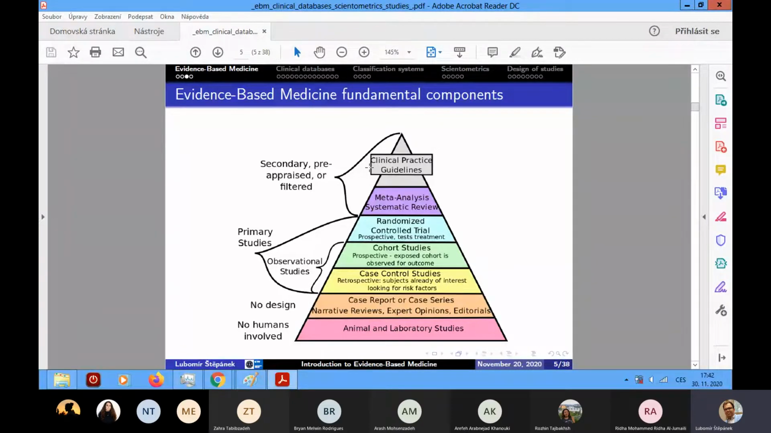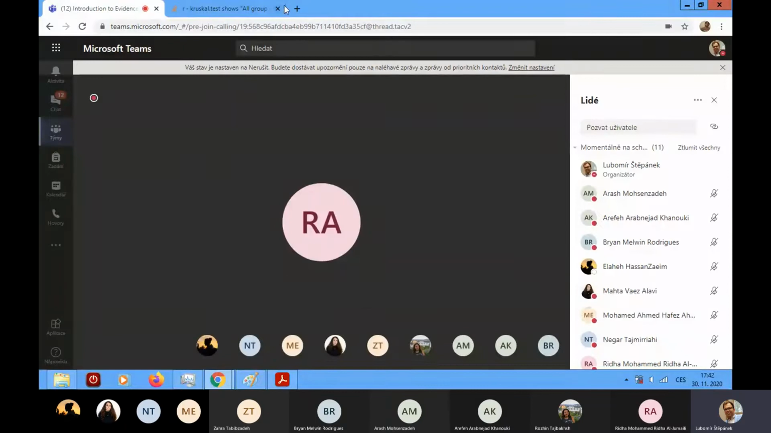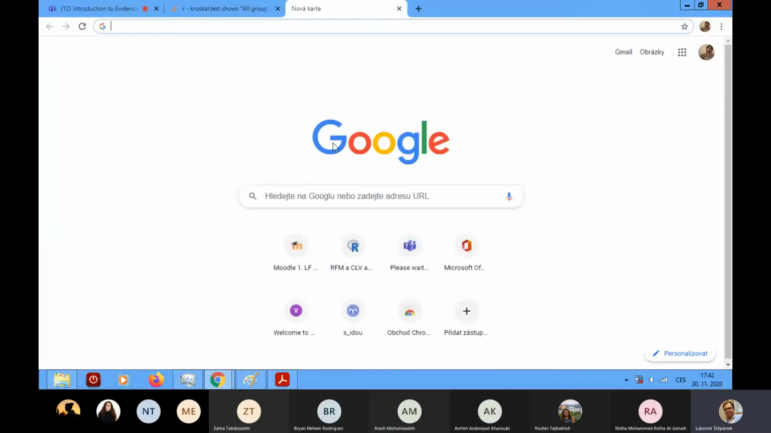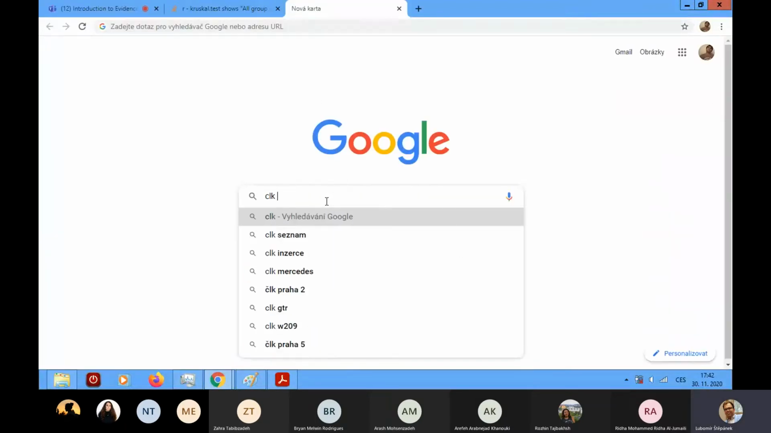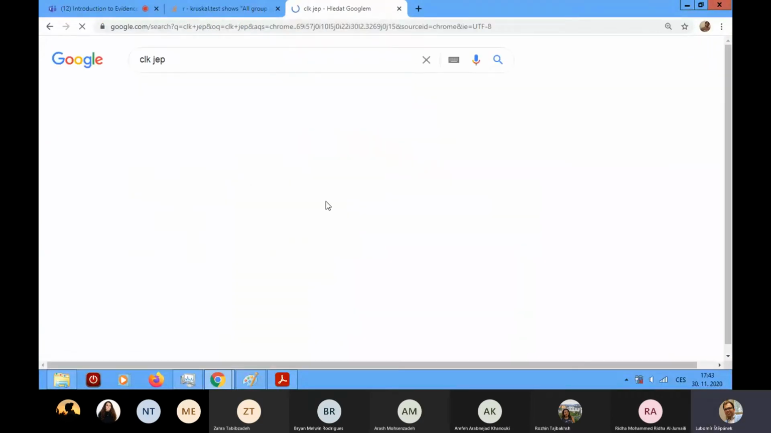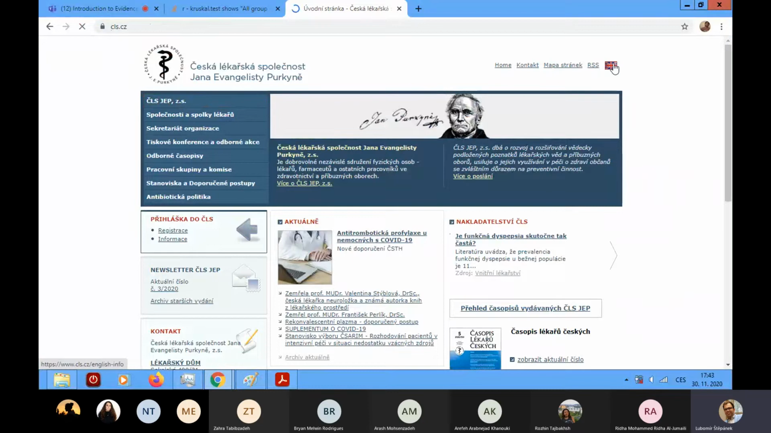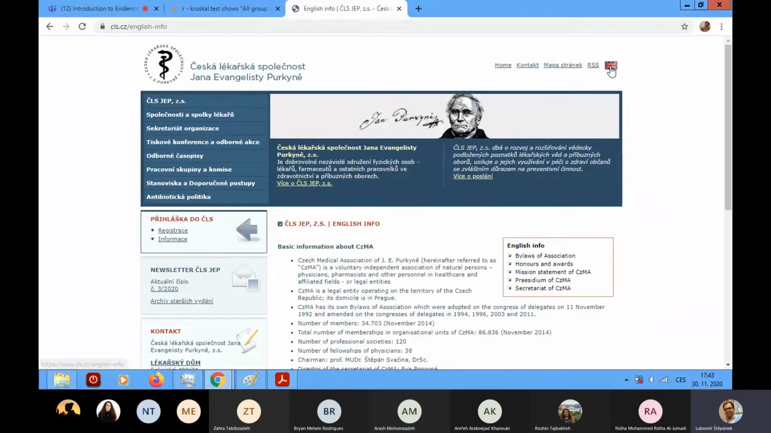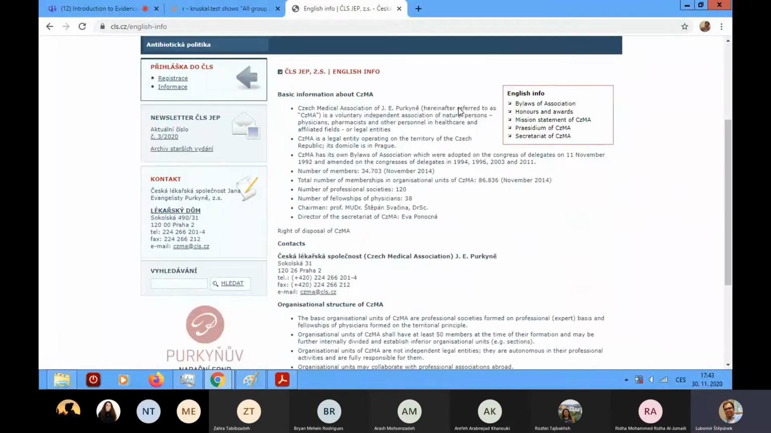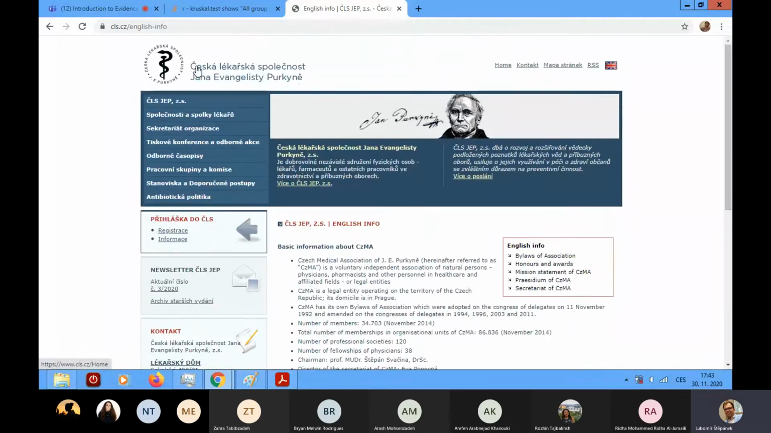For example, in Czech medicine, there are many guidelines which you can find, but I think that they are only in Czech. I can show you the page. Okay, there's English, but it doesn't look like much in English. Okay, so, yeah, it's in Czech.